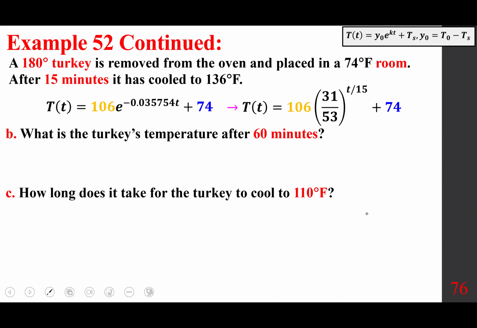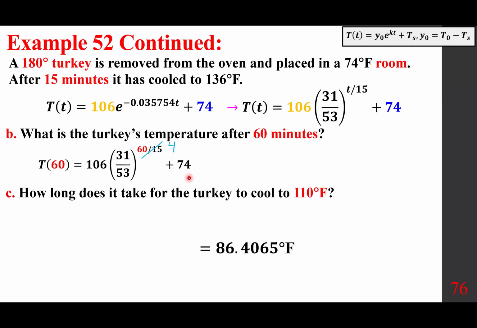Anyways, either way. Now the next part is asking what is the turkey temperature after 60 minutes. So you replace the t here with 60 or here with 60. It's a tad easier to do it here because 60 is divisible by 15. As you know, it's 4. So you raise this to the power of 4 and then times 106 plus 74. It gives you an exact answer. And if you go with a bunch of decimals, because you have to stop, then it's an approximation: 86.4065 degrees.